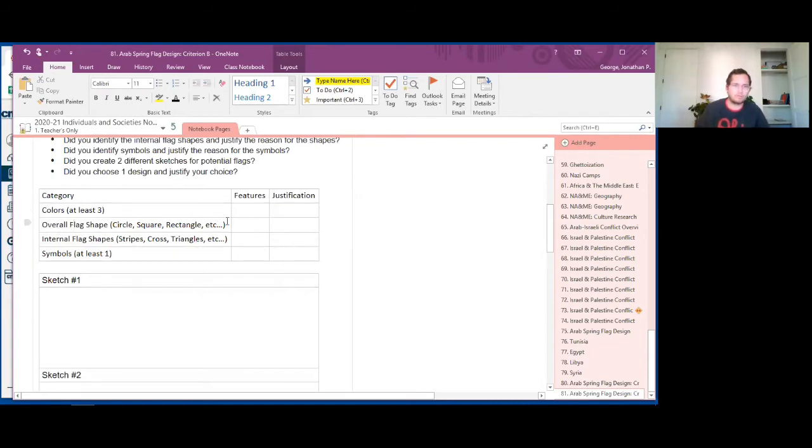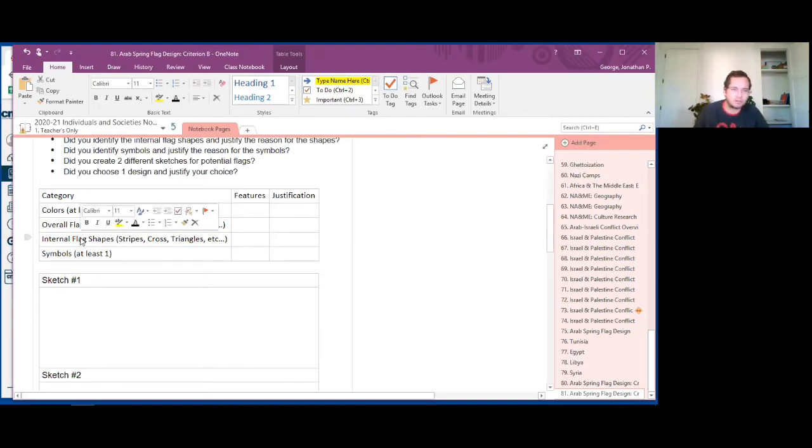Now, overall flag shape. What is your entire flag shape going to be? Is it going to be a rectangle like a traditional flag? Maybe a square, a circle? I don't know. How does the flag work if it's a circle? I just thought of that. I'm not sure, right? A triangle. Does it have some other unique shape to it? Like the overall flag shape. And then explain why. Remember, think about the Arab Spring in all of this and the purpose and what the Arab Spring did or wanted, the desire of the Arab Spring.